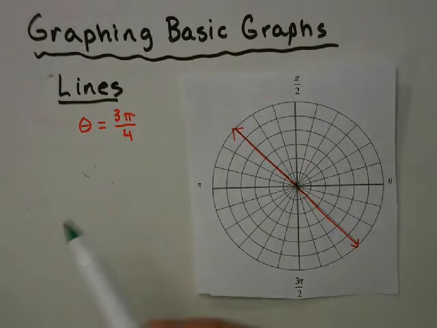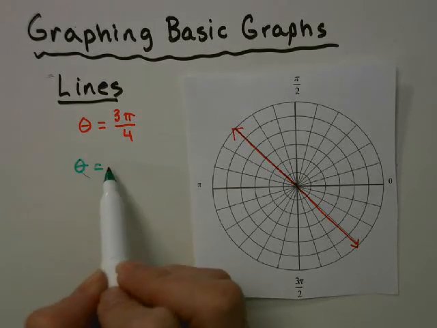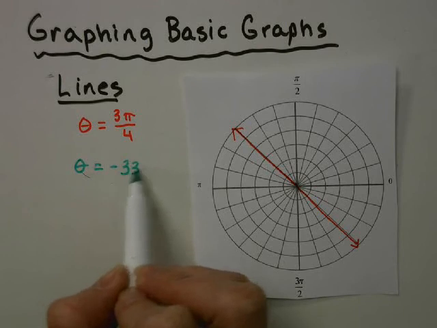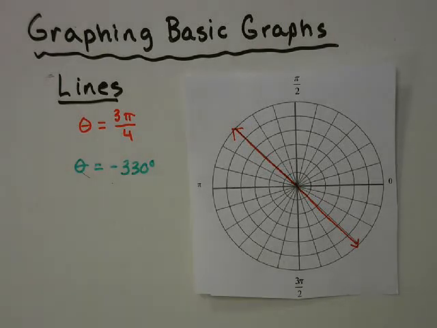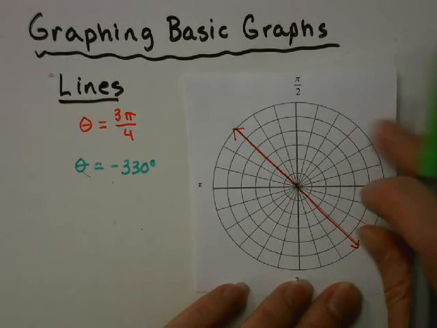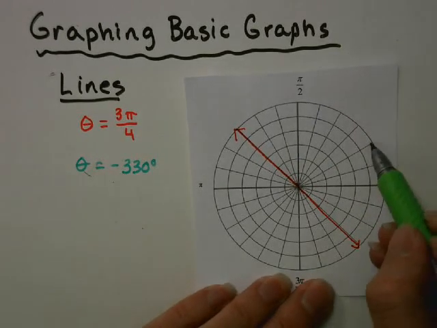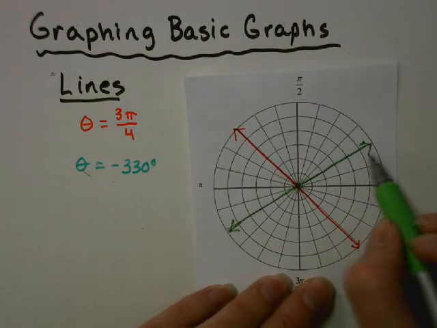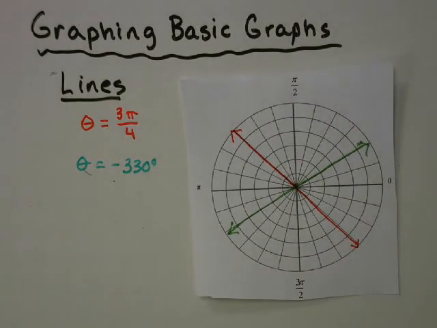Okay, what if I wanted theta equals negative 330, or something like that? Well, negative 330. Positive 330 is here, so negative 330 all the way around here would be this line right here. So this has been your introduction to the polar coordinate system.